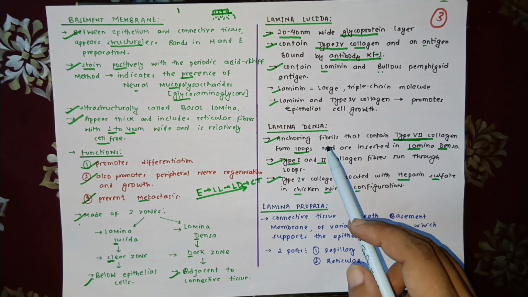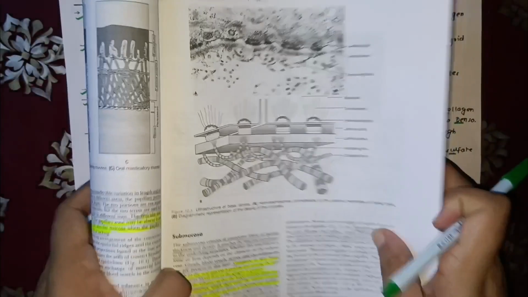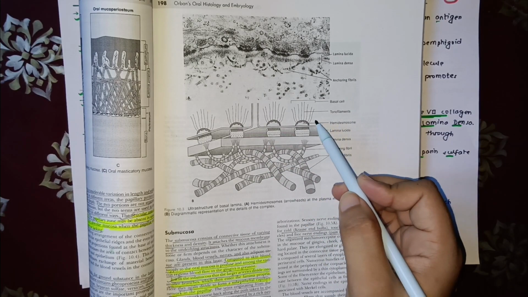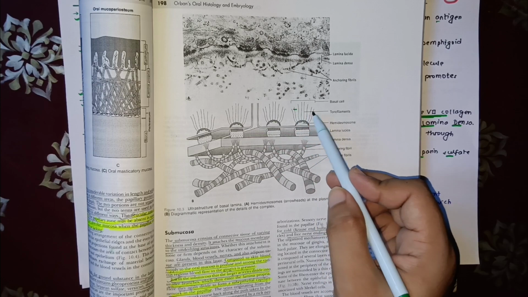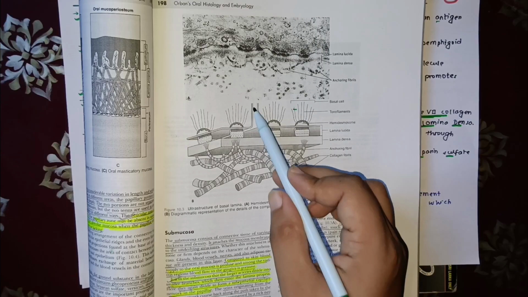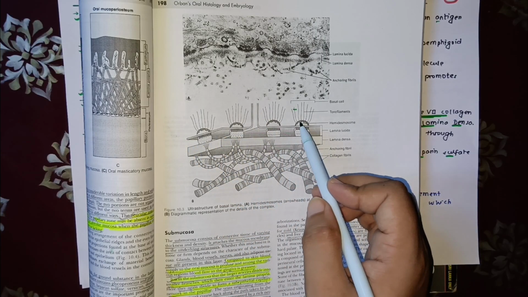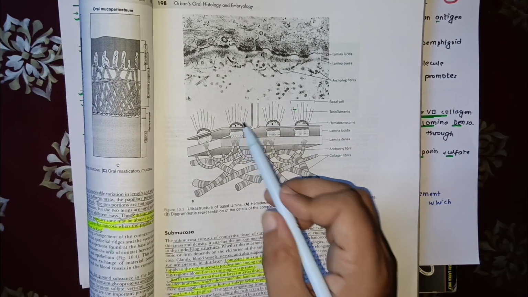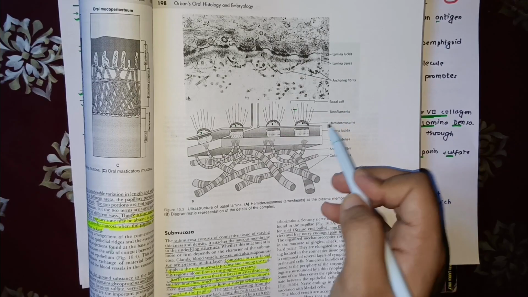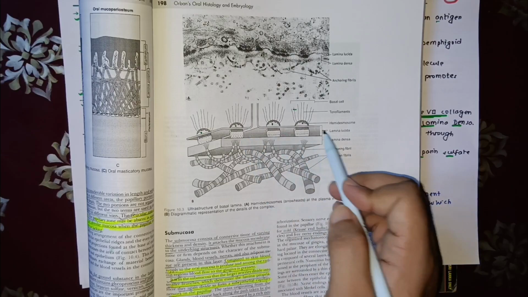After that, first of all I will show you the picture, then I think it will be more clear. This is a picture from Orban's, so you can see here. These are the tonofilaments, and this is a basal cell. This is the epithelium, and it is attached to the basement membrane by the hemidesmosomes. In the previous video I discussed hemidesmosomes and desmosomes. This hemidesmosome connects the basal cells with the basement membrane.